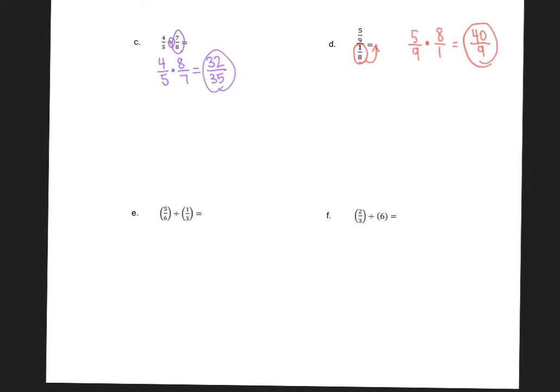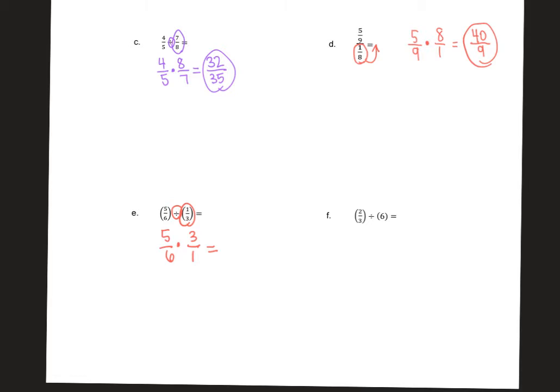All right, looking down below, these just have parentheses around them. That doesn't change anything. So we take the first one, we leave it alone. Division turns to multiplication, and 1 over 3 flips to 3 over 1. We're going to keep the over 1 because, again, we want two fractions. We don't want a fraction and a whole number. And we're going to multiply straight across.